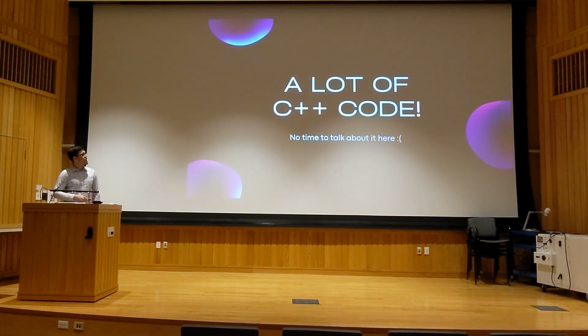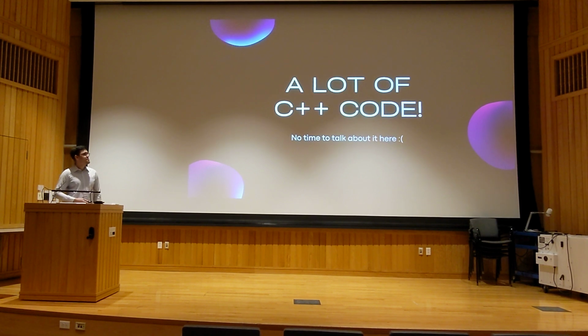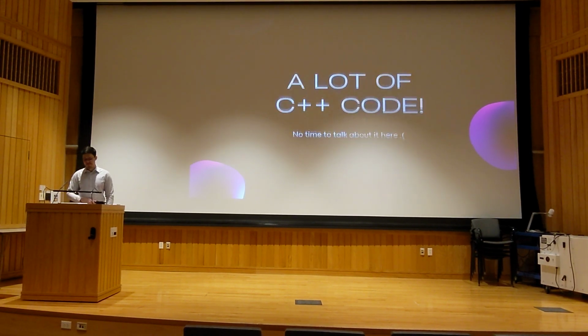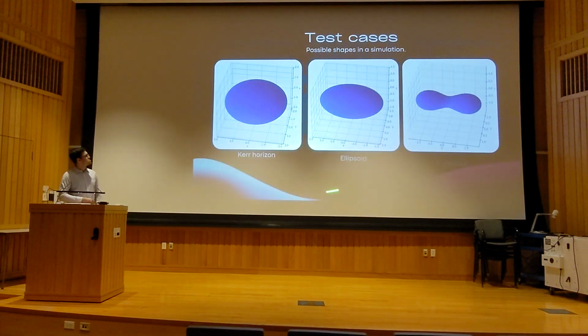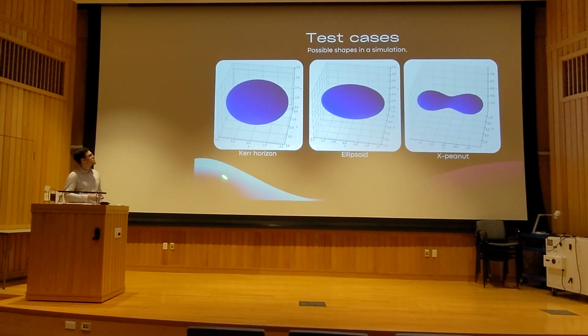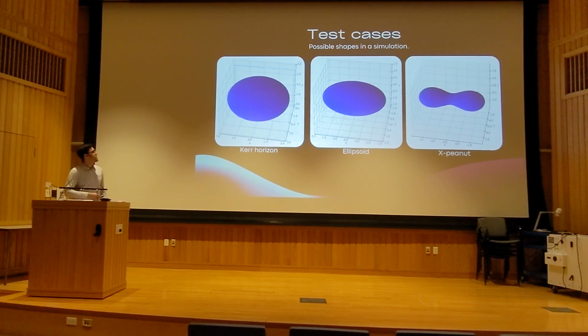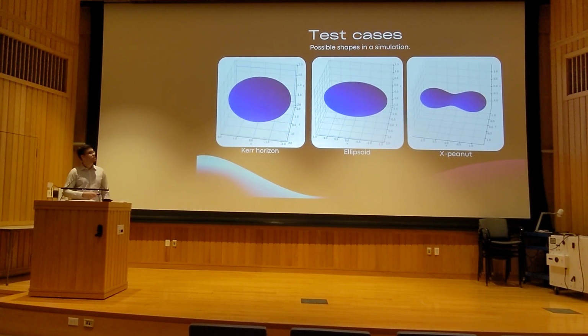And in all of this, we have a lot of C++ code, but I'm not going to talk about it because we don't have enough time. So now let's talk about some of the results. I have many possible shapes here. All of these are possible shapes that we can have in a simulation of black holes. I'm not going to go into much detail because we're running out of time.